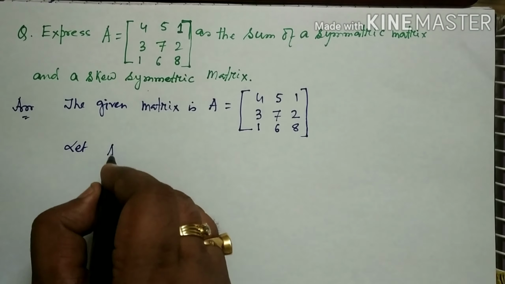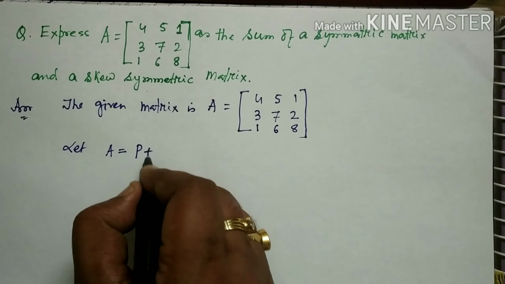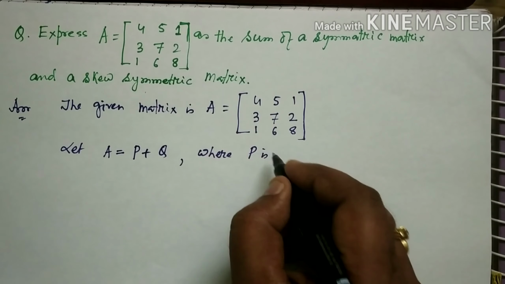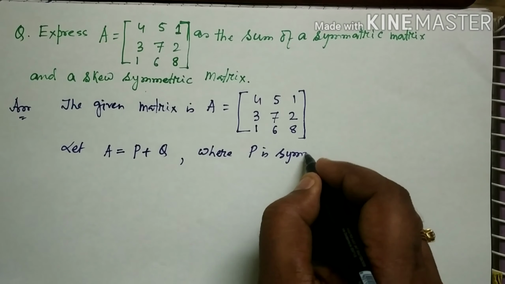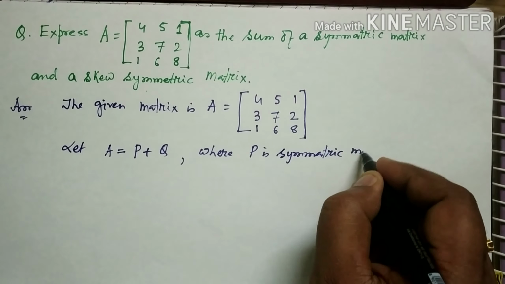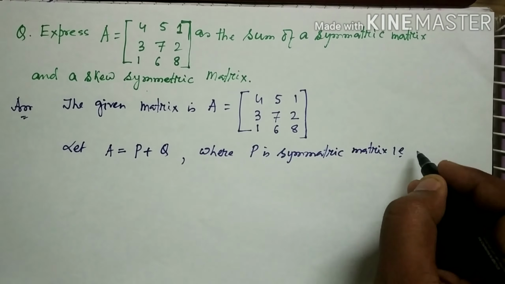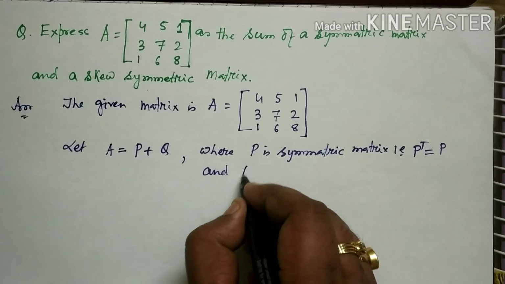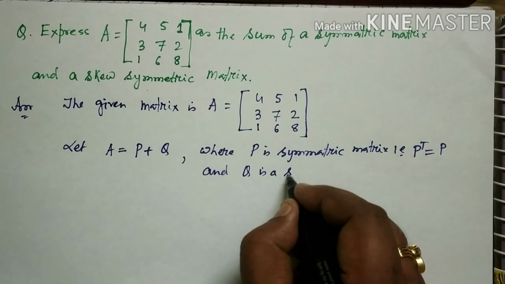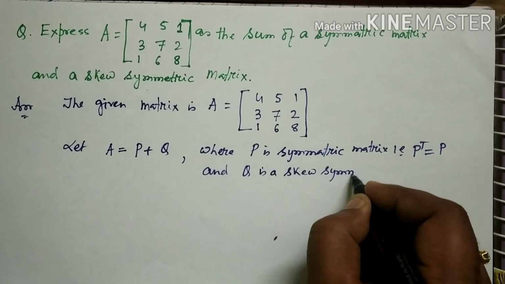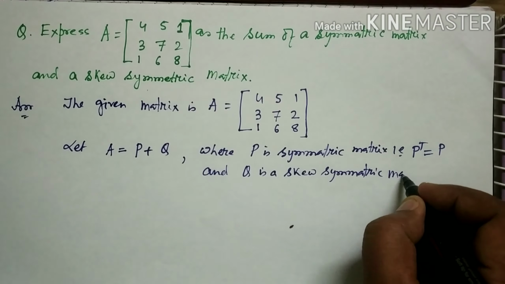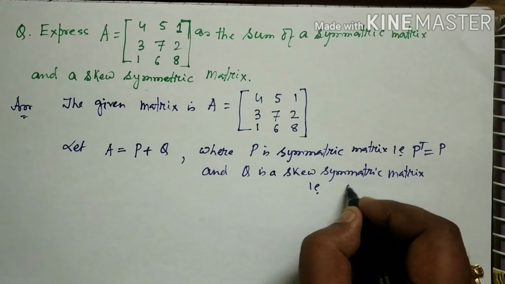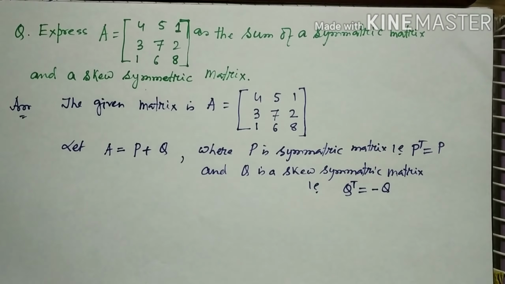Let A is equal to P plus Q, where P is a symmetric matrix, that is P transpose is equal to P, and Q is a skew symmetric matrix, that is Q transpose is equal to minus Q. Okay.